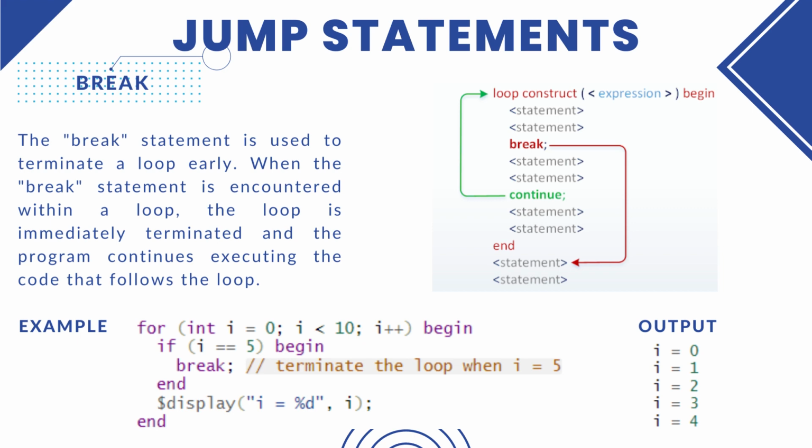In this example, the loop will iterate from i equal to 0 to i equal to 4, at which point the break statement will be encountered and the loop will terminate early. The output of the program will be i is equal to 0, i is equal to 1, i is equal to 2, i is equal to 3, i is equal to 4.